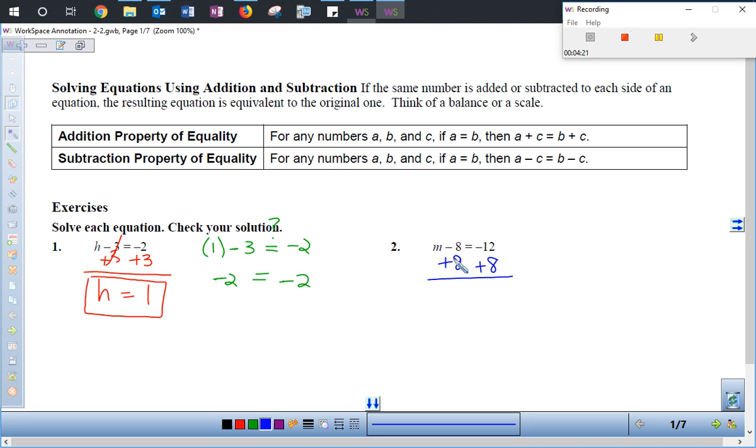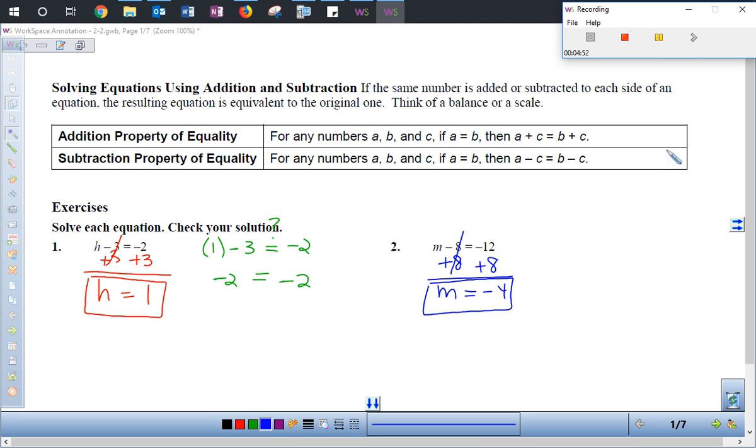Now, if I add 8 to the left side, that minus 8 and plus 8 is going to cancel out, and that's going to leave me with m. And then I can bring down my equal sign, and then I need to add negative 12 plus 8. So again, if you need your calculator, it's definitely okay. Negative 12 plus 8 gives me negative 4. So box your answer. Because we have the variable all by itself on one side, we showed all our work, we need to box our final answer.